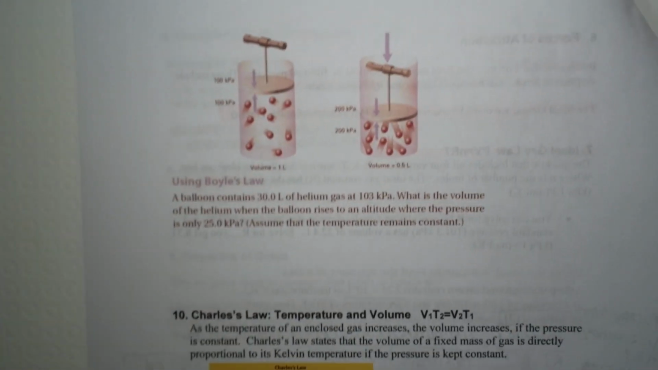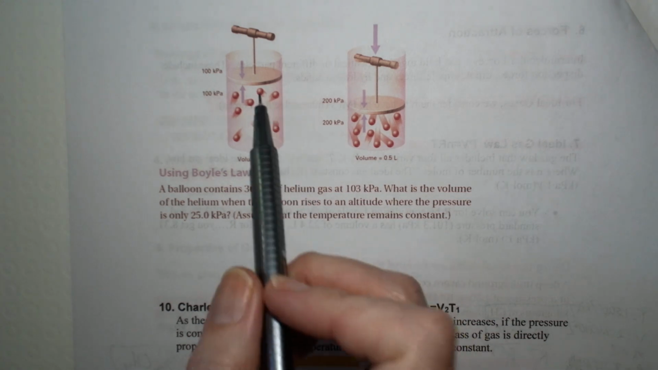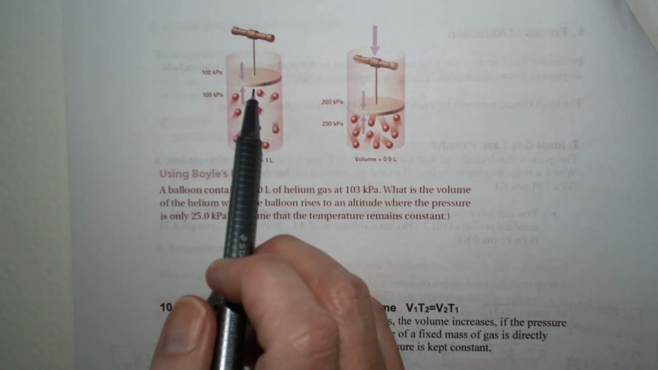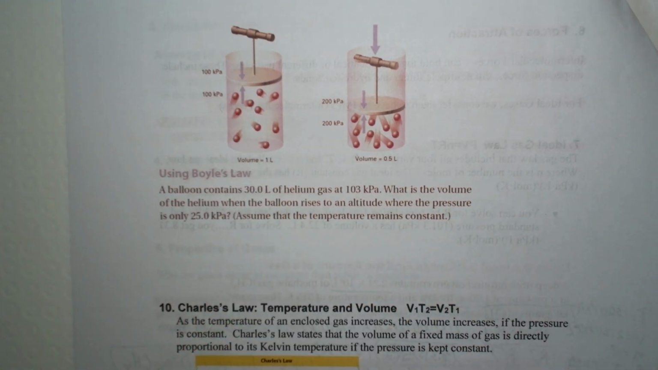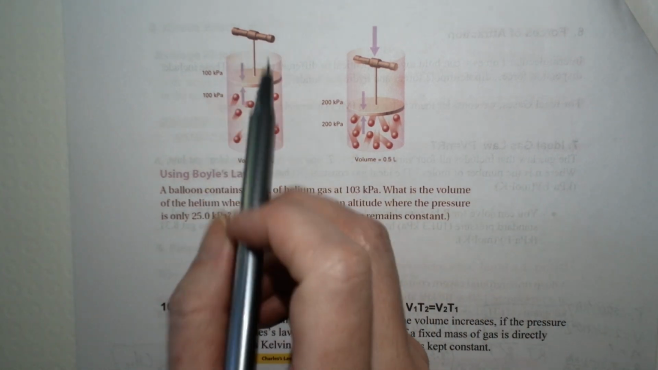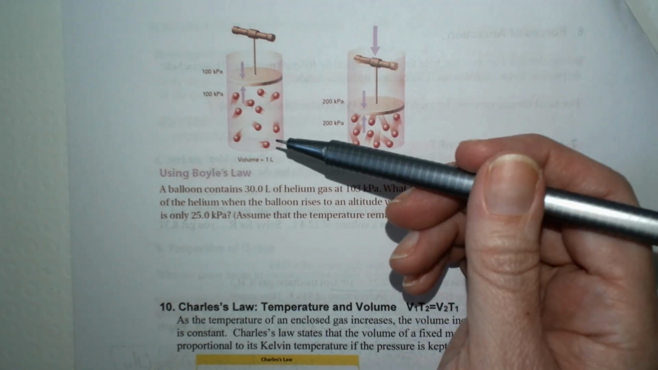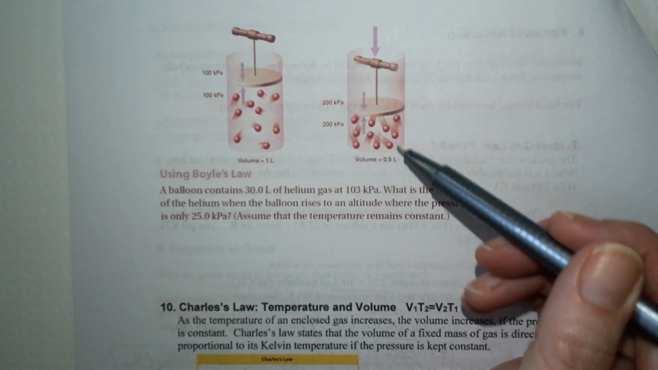Okay, so here is a picture of kind of how Boyle's Law works. So this is what you call a piston, this little thing here with a handle on it, and the piston can slide in and out of the cylinder. So think of a syringe. A syringe has a piston that goes in and out, and as the piston goes into the syringe or cylinder, then the volume is decreased.